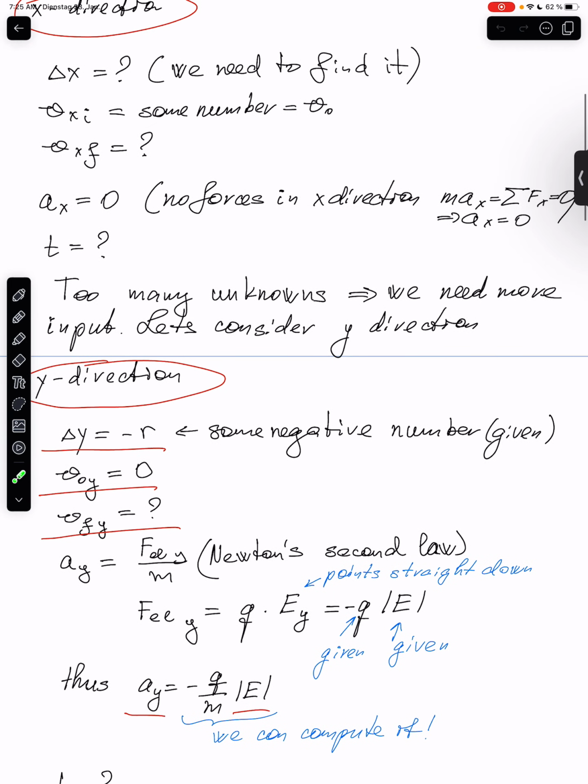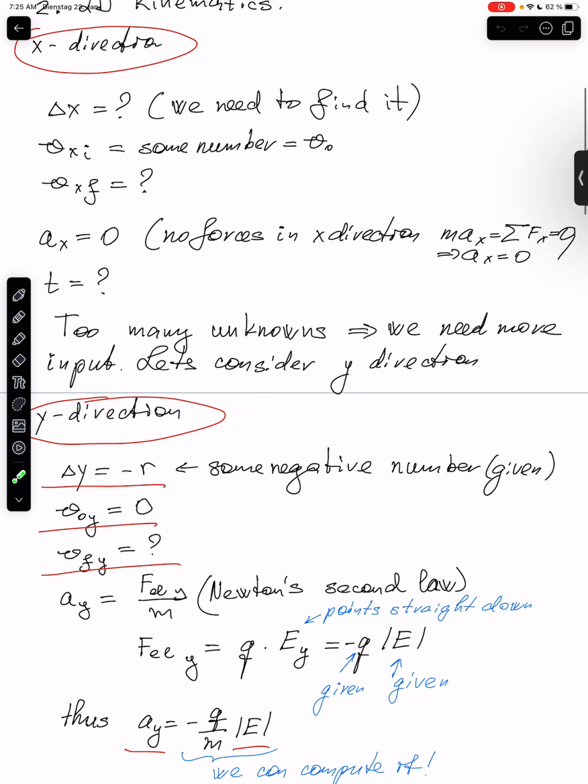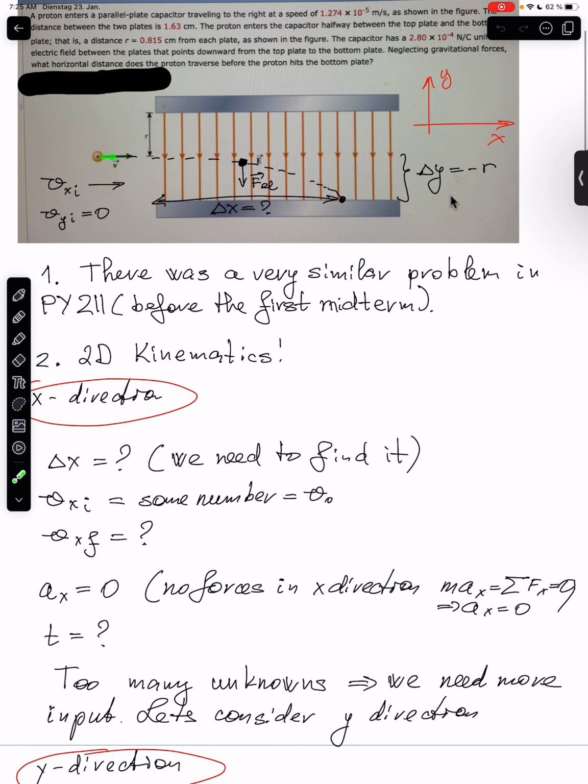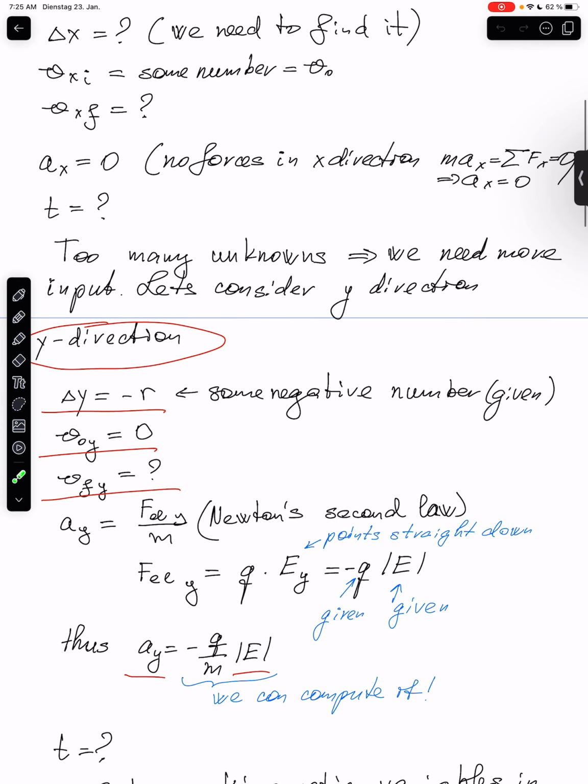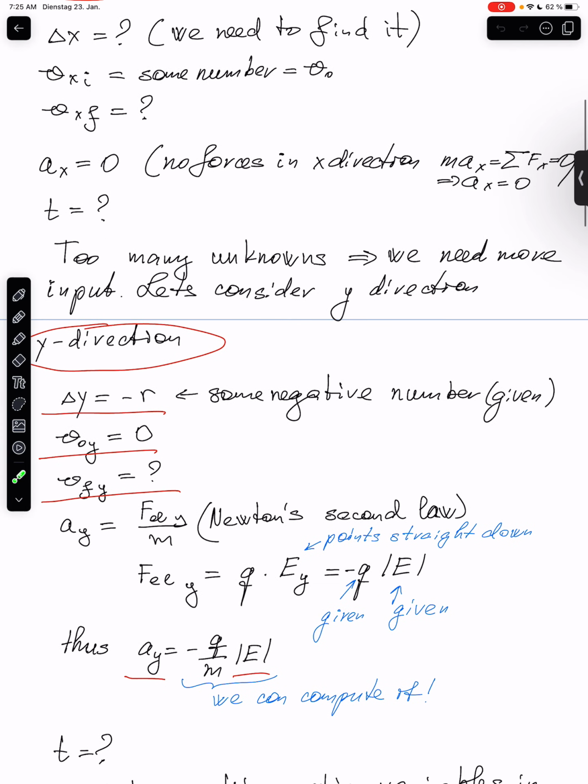So let's look at it. In the y direction, what do we know? We know the distance traveled, it is minus r. Some negative number, it's given. We know that the initial velocity in the y direction is 0. The proton only had a horizontal component of the velocity in the initial state. Next, we don't know the final velocity, but we're also not really interested in finding it. So what about acceleration in the y direction?